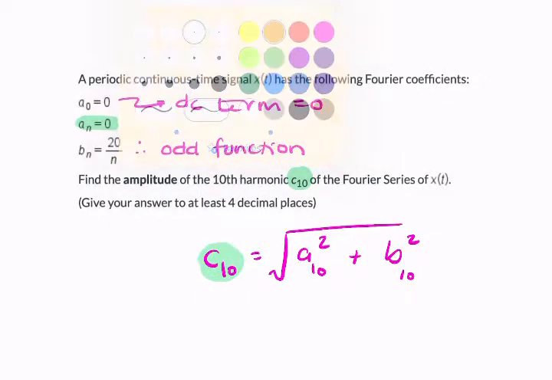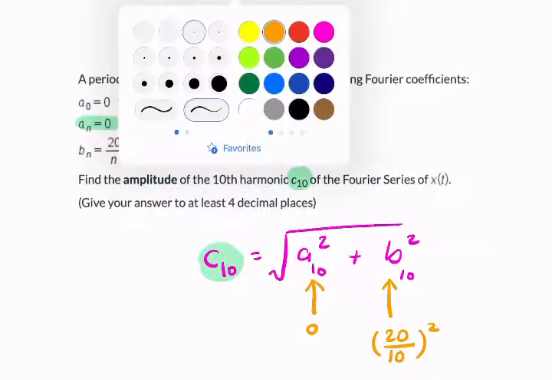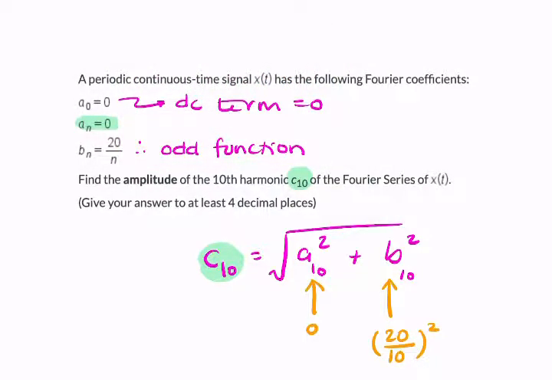We just need to plug these numbers in. So here we're going to put in 0, and here we're going to put 20 over n squared. And that gives us an answer of square root of 4, which is 2. And that's it. That's your final answer. So to 4 decimal places, it's 2.0000 or just 2.